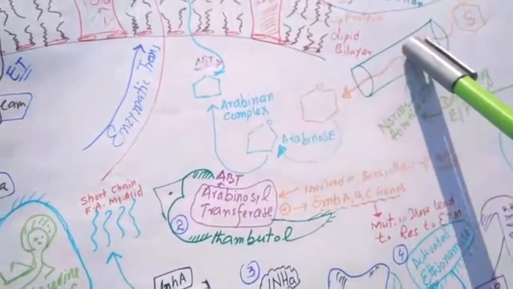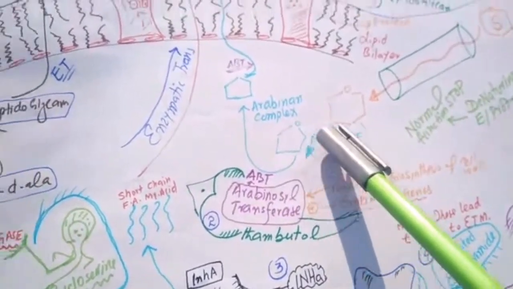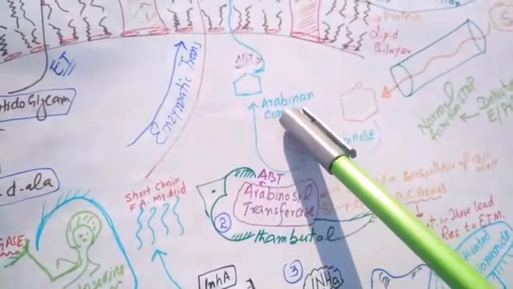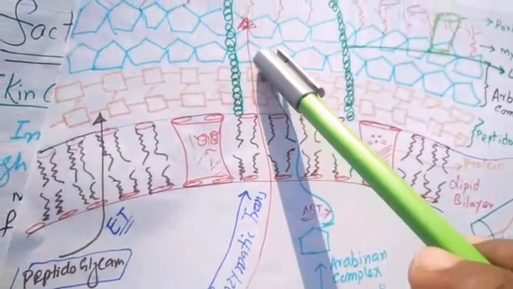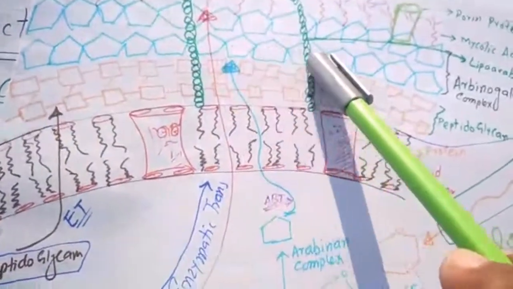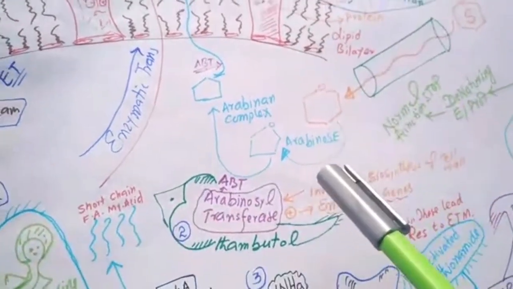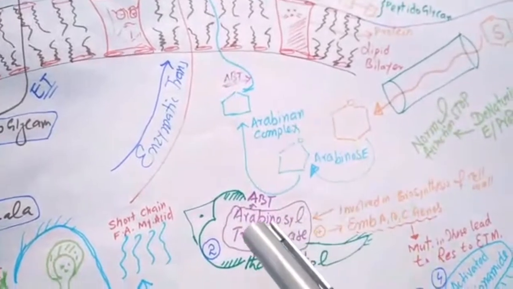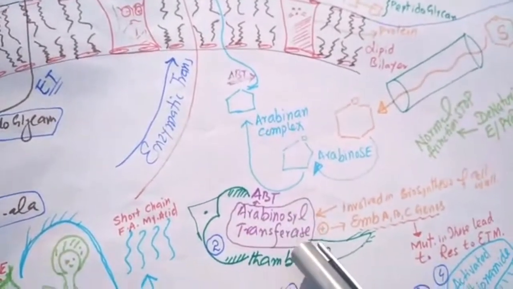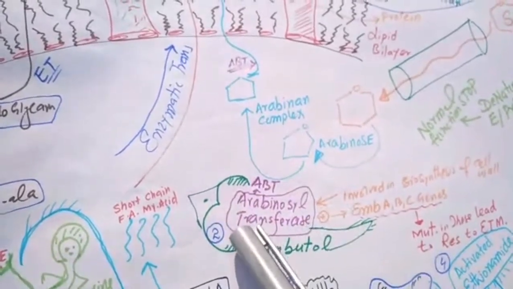Through these enzymes, the glucose molecule internalizes through a channel, arabinose is converted into an arabino complex, and then the arabino complex is transported outside to form this layer of arabinogalactan complex. Now this step is totally dependent upon the arabinosyl transferase enzyme, and ethambutol blocks this enzyme.